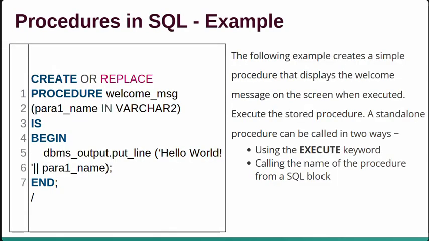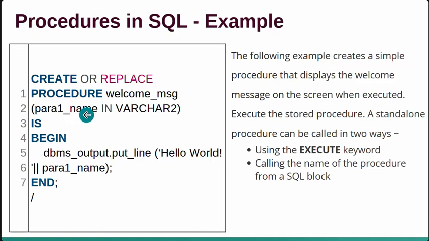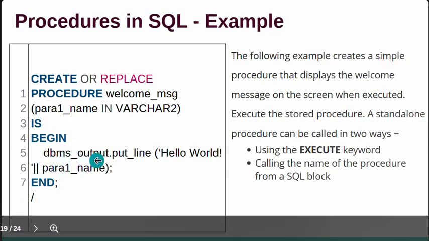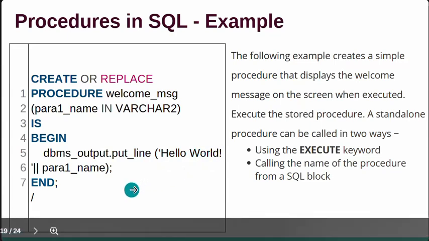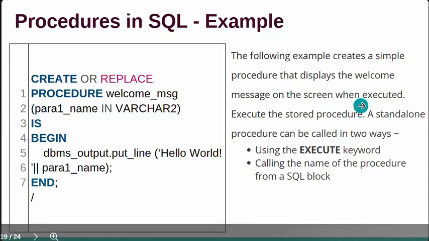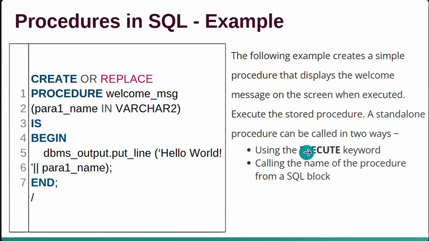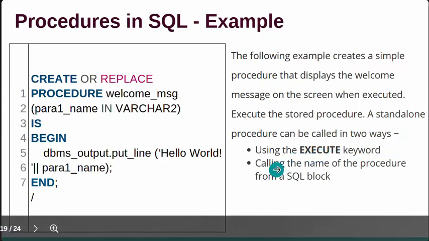Here we are creating a welcome message procedure which will take only one parameter, that is a character parameter, VARCHAR2. It will take para1 as the input and it will display an output, DBMS_OUTPUT.PUT_LINE, hello world along with the parameter name. Once a procedure is created, you have to use the EXECUTE keyword to run the procedure. The execute statement will execute the procedure by calling the name of the procedure from the SQL block.